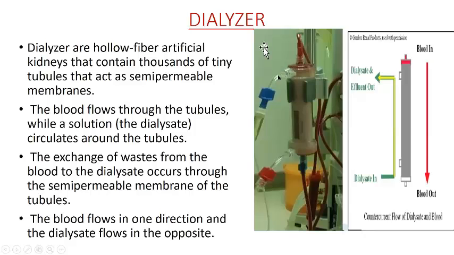Ek tube se blood jo improper blood, impure blood hai ya waste material hai blood mein se, wo yahan pe jata hai, and another wo purify hoke yahan se, then ye jo tube hai yahan se, then apne body mein phir se jata hai.